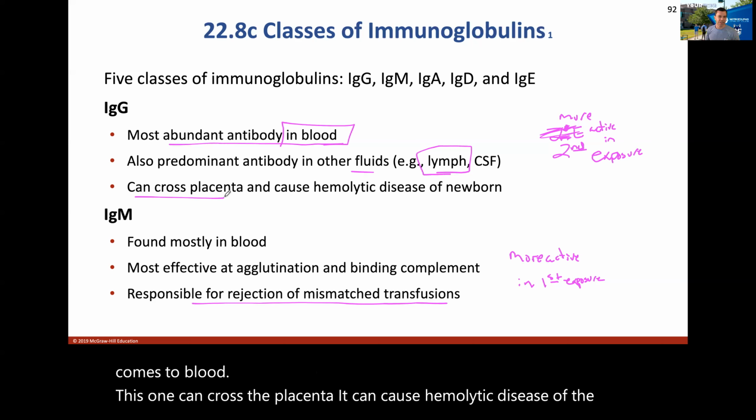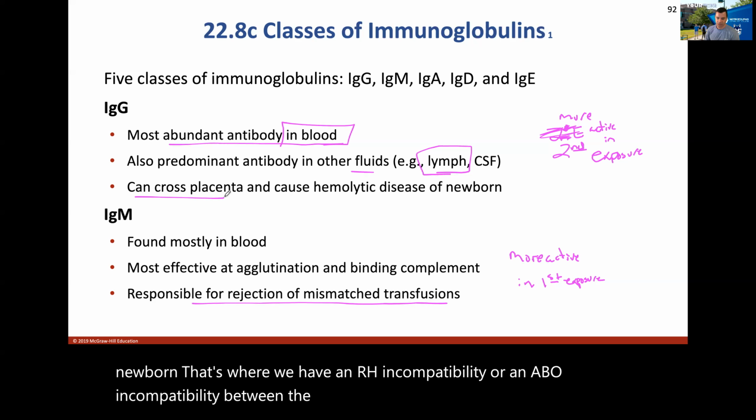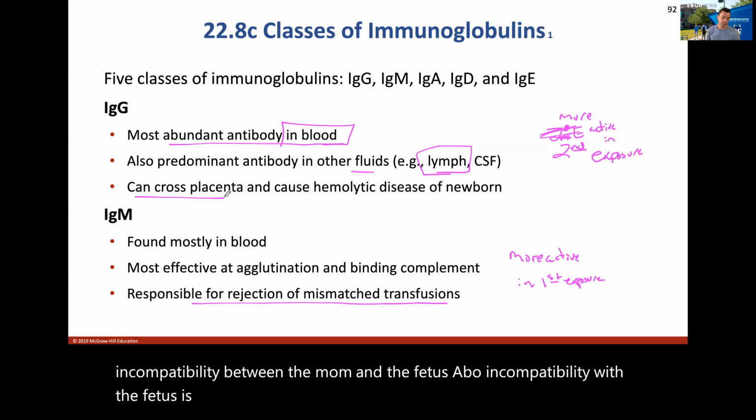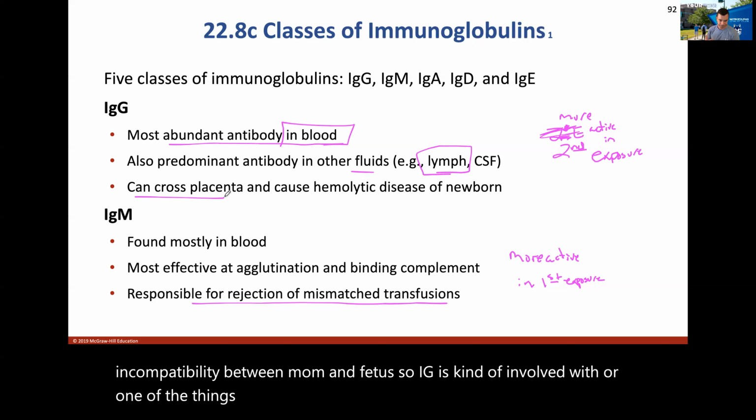That's where we have an Rh incompatibility or an ABO incompatibility between the mom and the fetus. ABO incompatibility with the fetus is not very common, but it can happen. It's more of an Rh incompatibility between mom and fetus. So IgG is involved with that, or one of the things involved that will attack.